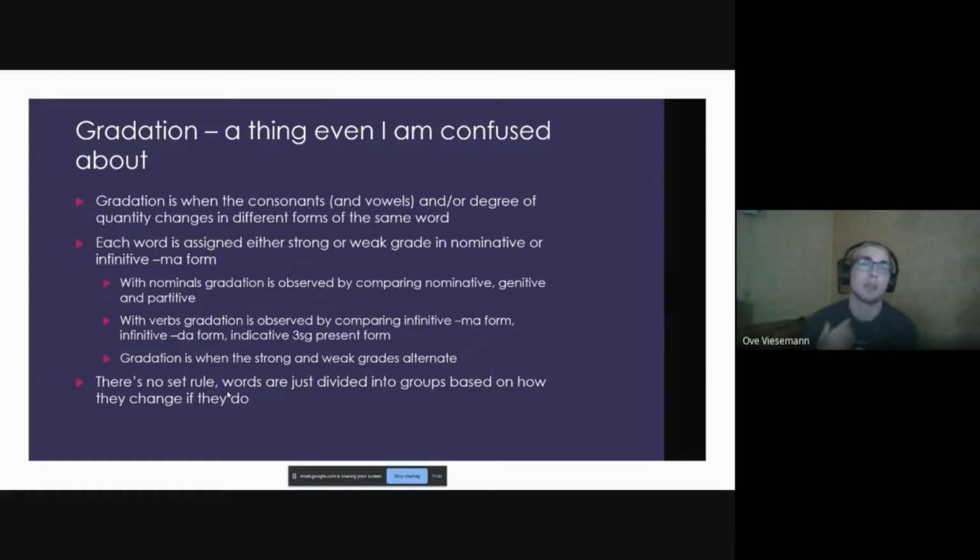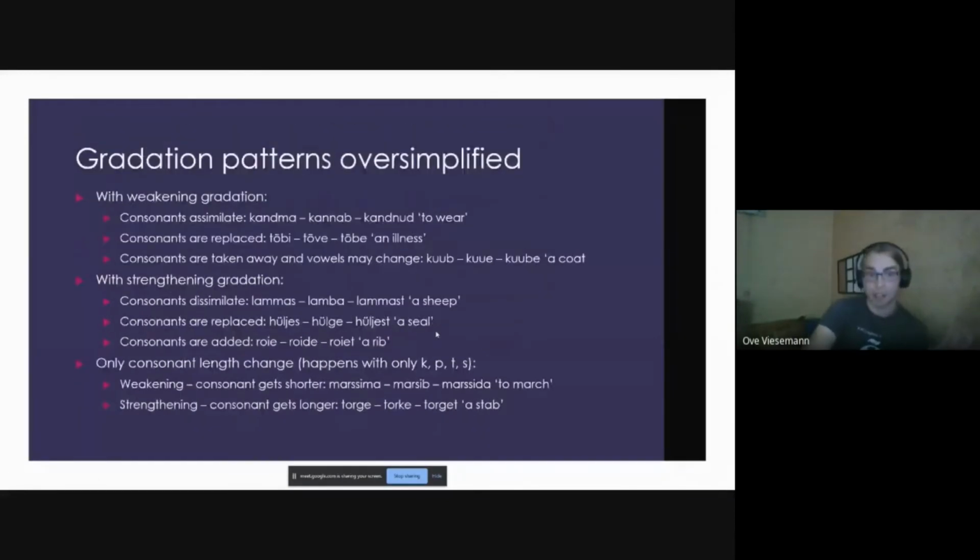So gradation is when the consonants and vowels with them, or the degree of quantity, change in different forms of the same word. Each word is assigned either strong or weak grade in the nominative or infinitive form. With nominals, gradation is observed by comparing nominative, genitive, and partitive. With verbs, gradation is observed by comparing the infinitive form and the indicative third singular present form. The two infinitive forms of verbs are basically the same, but usage is a bit different. And gradation is when the strong and weak grades alternate. There's no set rule. Words are just divided into groups based on how they change, if they do.